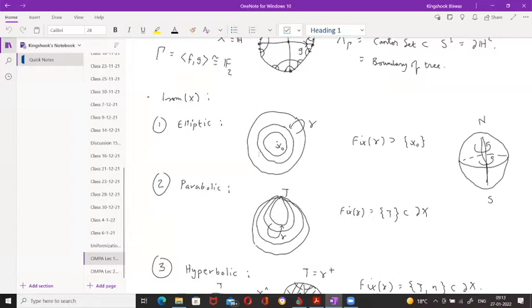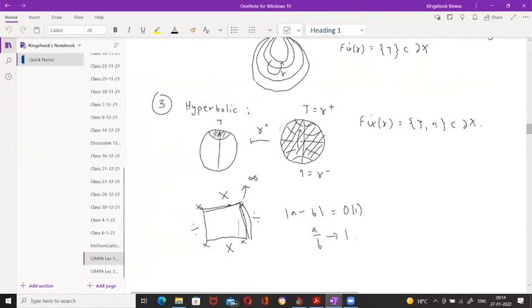Otherwise, parabolic, that means there are no fixed points in the CAT(-1) space, but there is a unique fixed point on the boundary. Okay, so the elliptic will preserve spheres around the fixed point x naught. The parabolic will preserve horospheres based at the boundary fixed point. And then you also have the third type, which is hyperbolic.